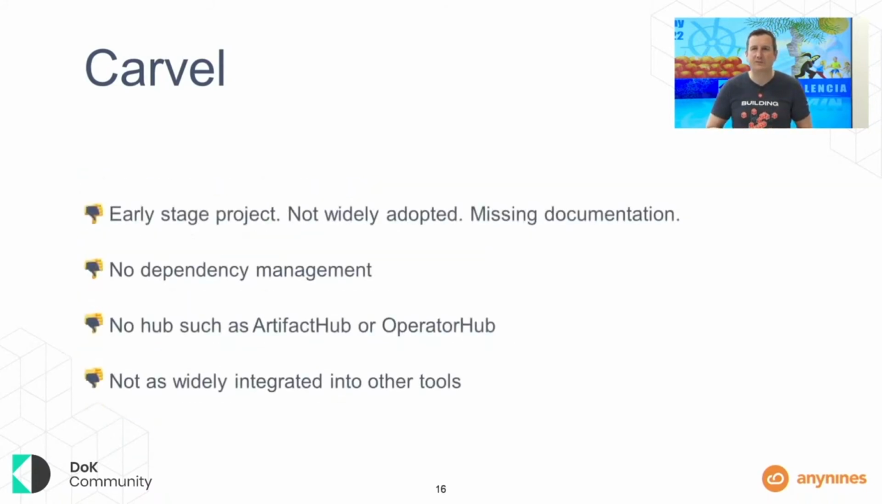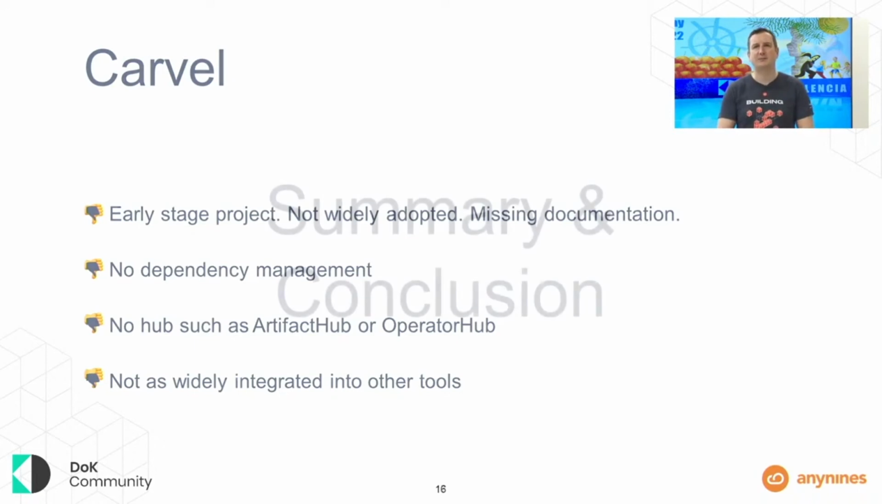But the actual thing to consider here is that it is an early stage project. There's also no dependency management, which, as I said, may be desirable. And due to the early stage, there's little documentation and it's not widely adopted yet. So let's see where this goes, but it's actually a promising technology. The fact that there's no artifact hub or operator hub is not a big disadvantage, I think, but it still is one. And as I said, it's not as widely adopted.